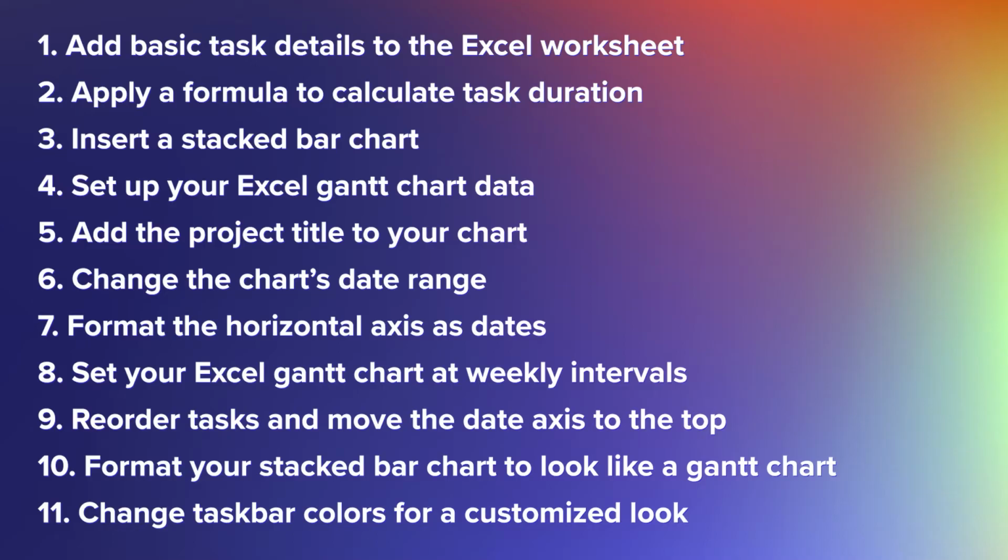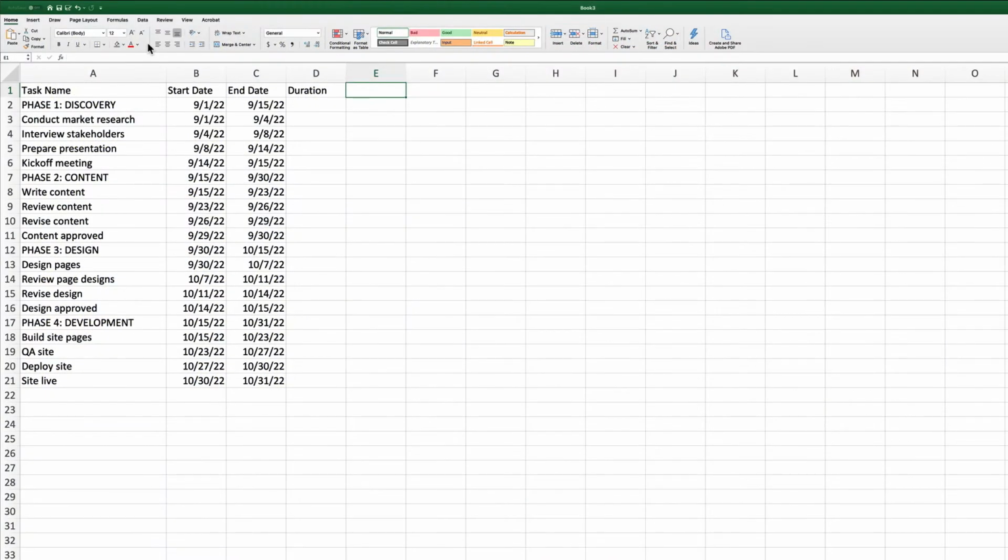Let's get started. Let's start with a blank spreadsheet in Excel. Then create columns for task name, start date, end date, and duration, and fill those cells with the basic details of your project tasks. Format the name column as text, the start and end date columns as dates, and the duration column as a number.